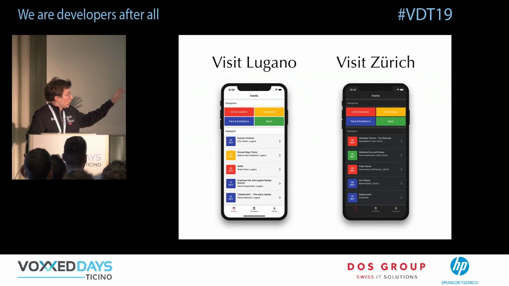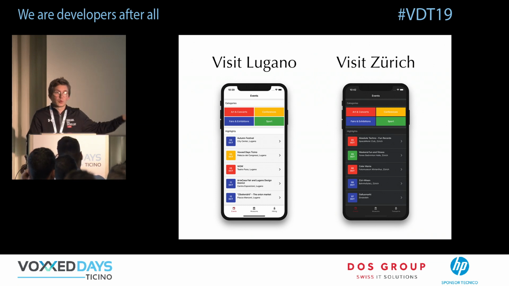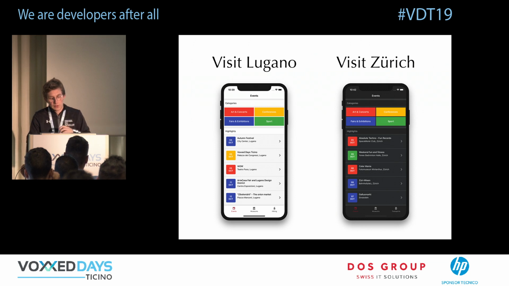In our case, the different content is what you see on the left. Events for Lugano are different from the events on Zurich. And this is due to the fact that we retrieve the data for Lugano from a different server than the data we retrieve from Zurich. So we have to handle this.